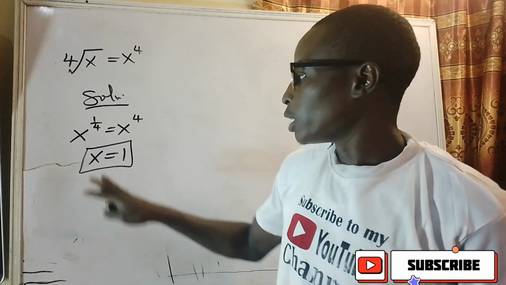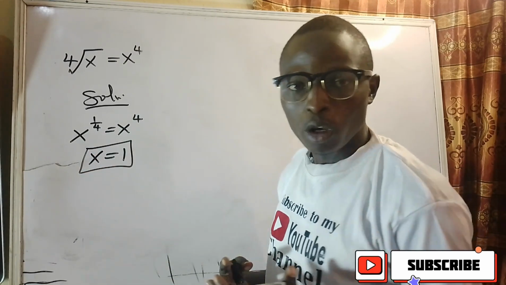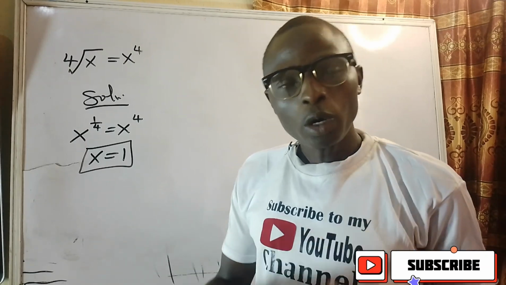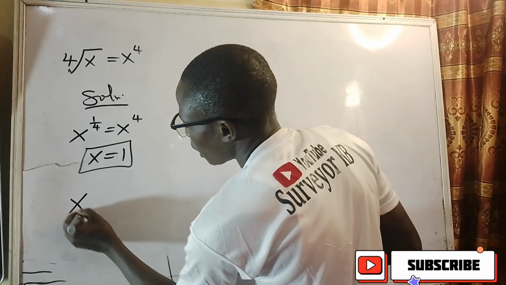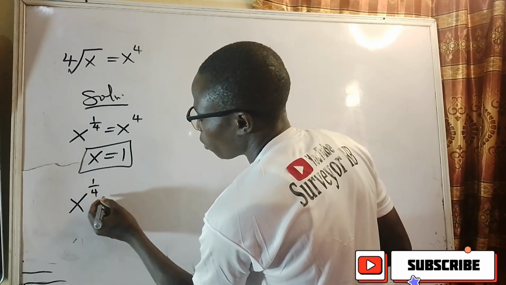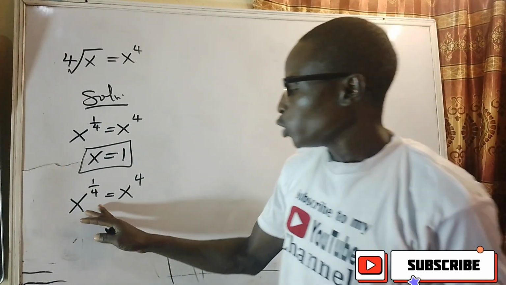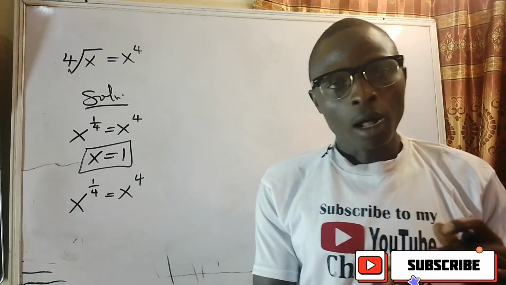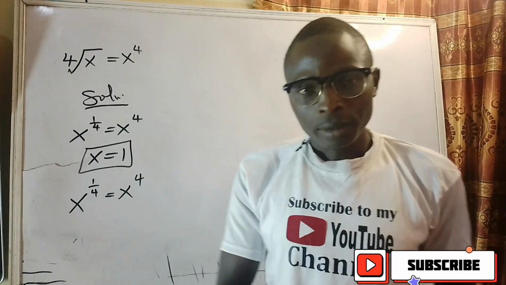But does that mean that x = 1 is the only solution? No. Let's look for another solution or solutions to this particular equation. So this is x to the power of 1 over 4 is equal to x to the power of 4. So I want to raise one side to the power of 1.